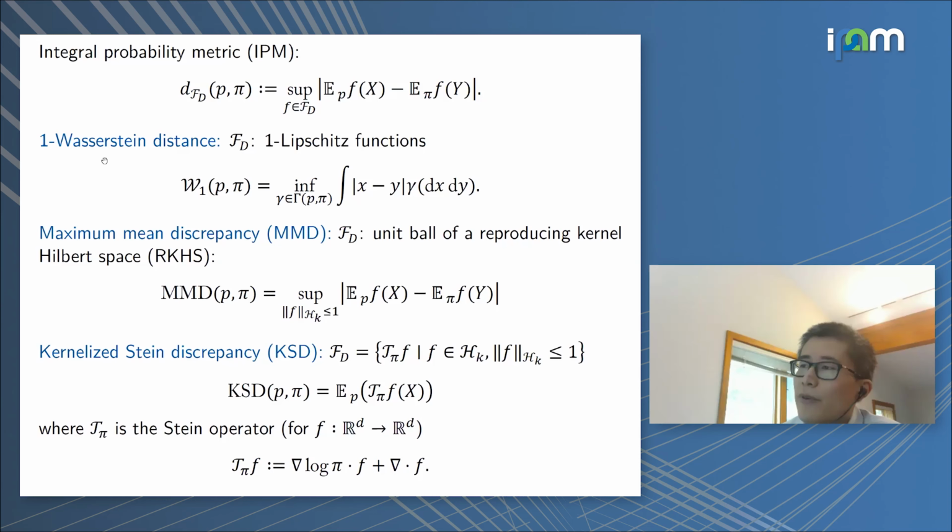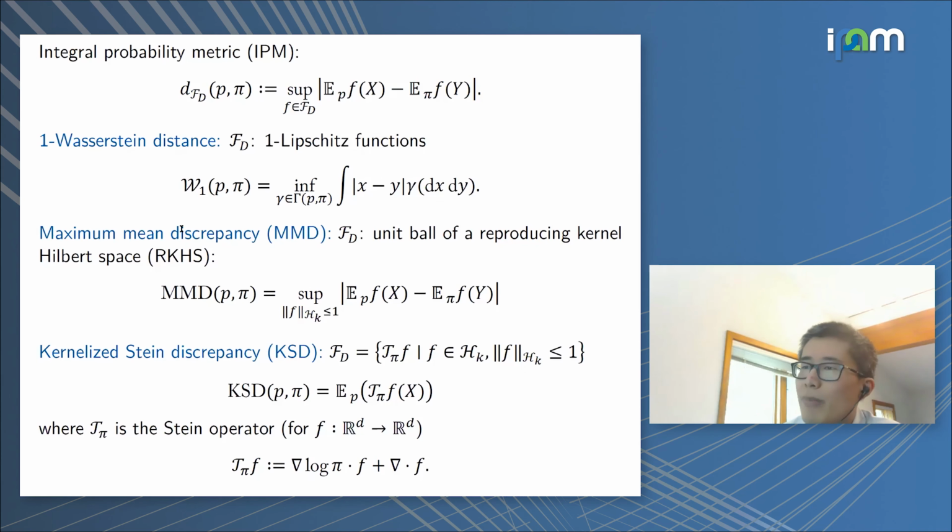All right. In particular, we are going to consider three kinds of IPM, integral probability metric. The first one is perhaps the one people like, especially in this program: the one-Wasserstein distance, where you take this class of functions to be the one-Lipschitz functions. I write another form to represent the Wasserstein distance in terms of the coupling between the two probability distributions. This is a collection of joint probability distributions where the first marginal is equal to p and the second marginal is equal to pi. And this is one-Wasserstein because I use the L1 distance here, the Euclidean distance.